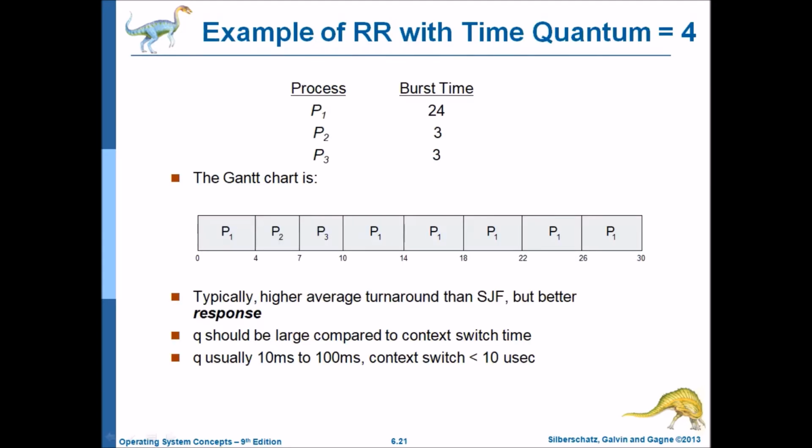Given a time quantum of 4, we have process P1 with burst time 24, P2 with burst time 3, and P3 with burst time 3. The Gantt chart would be as follows. We start with P1. P1 has a burst time of 24, so it does not complete after 4 milliseconds. It is then preempted and we proceed to P2 with a burst time of 3.